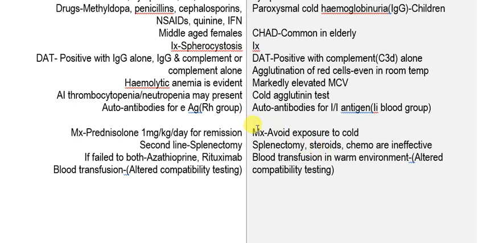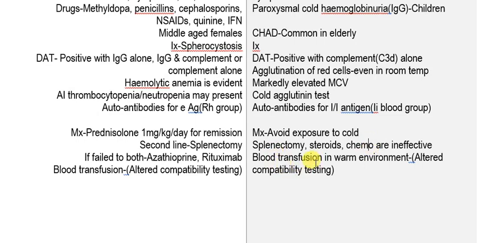So management wise, you may first ask the patient to avoid exposure to cold. That means the patient shouldn't live in a cold environment. The patient shouldn't take a cold bath in water, and these are the management measures. And splenectomy has a role in warm autoimmune hemolytic anemia, but here splenectomy, steroids and chemotherapy are ineffective in cold hemolytic anemia.